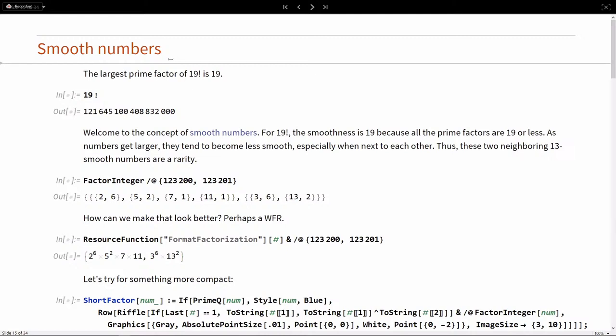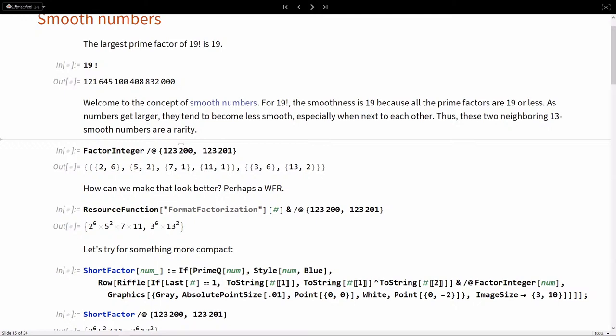So switching over a bit, smooth numbers. Here's 19 factorial. And it happens that the largest prime factor is 19. Here's two numbers. 123,200 factors into these factors, all 11 or less. If you add one, it's equal to 3 to the 6 times 13 squared. So everything has factors of 13 or less, and as such, this is called a 13 smooth number, and this is an 11 smooth number. These are the two largest neighboring numbers that are both 13 smooth.